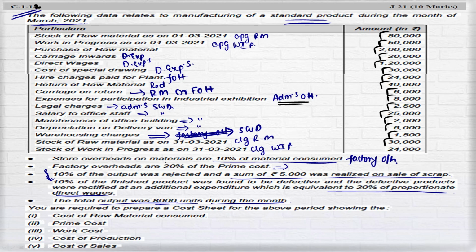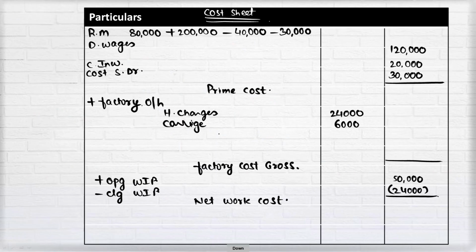Stores overhead on material are 10% of material consumed. Stores overhead are the storage cost of raw material; other cost is factory overhead plus stores overhead. It is 10% of material consumed. I should find out material consumed. It is 2,80,000 minus 40,000 is 2,40,000, minus 30,000 is 2,10,000. 10% of material consumed is 21,000.